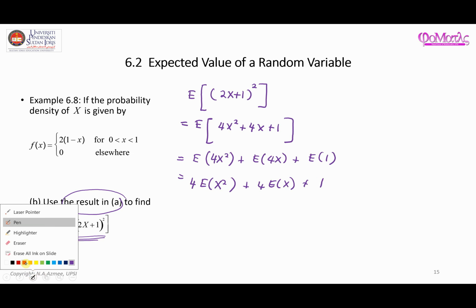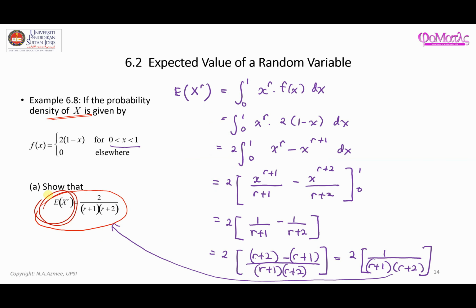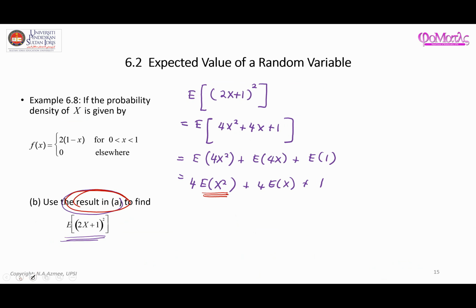Now what is E(X squared)? Well, again, it says you have to use the result in (a). So we know that this is the general result of E(X^r). So if you have E(X squared), so r is 2, you're just going to replace 2 into the position of r. So E(X^2) is going to be 2 over (2 plus 1)(2 plus 2). So it becomes 3 and 4. So 2 over 12, which is 1 over 6. Okay, 3 times 4, 2 over 12, 1 over 6. So that's the result. So just plug in right there.